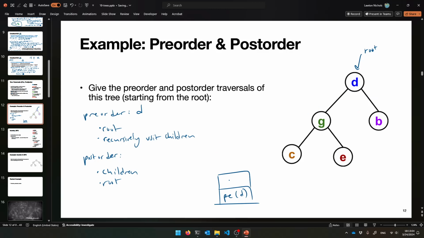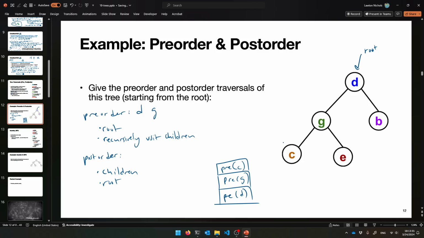So we'll call pre-order on G first, and we still have to remember to do B as well. Okay, so pre-order on G happens, and it's going to visit it. It's always a subtree, so we're at this subtree now. Visit the root, G, and then recursively visit the children of G, so we do pre-order on C and E in some order. So let's just do it in that order: pre on C.